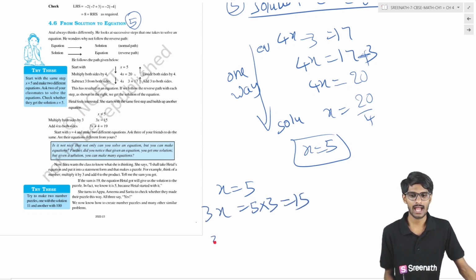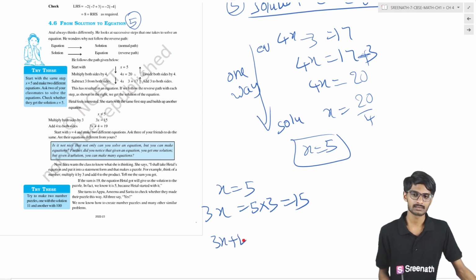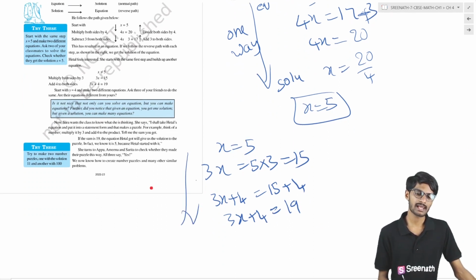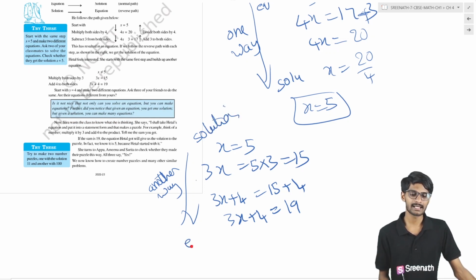Now we have to add plus 4 to it. Okay students, similarly you have to add plus 4 on the right side also. Then 3x + 4 will give rise to 19. So in this way he started, this is another way. He started at the solution and ended at the equation.